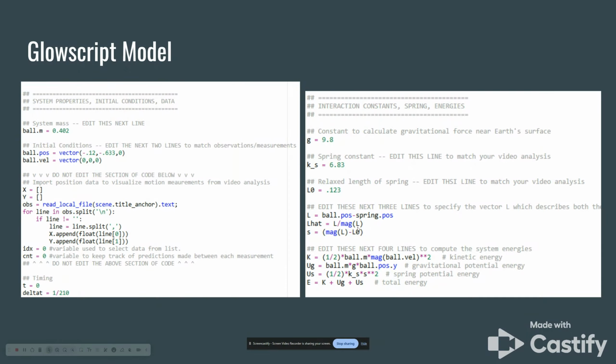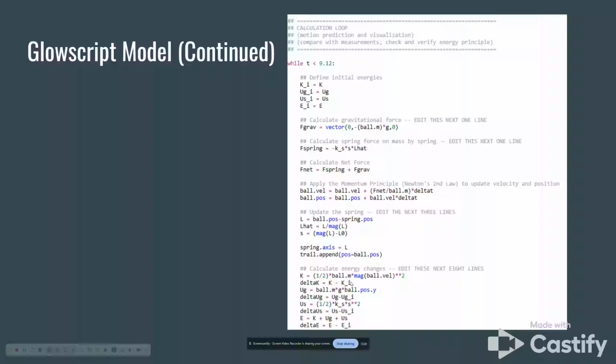This is just using the equations that were on the last slide, just putting them all in here. So we have kinetic energy, which is 1/2 mv squared. Gravitational potential energy, mgy. Spring potential energy, 1/2 ks s squared, and then just adding them all up.